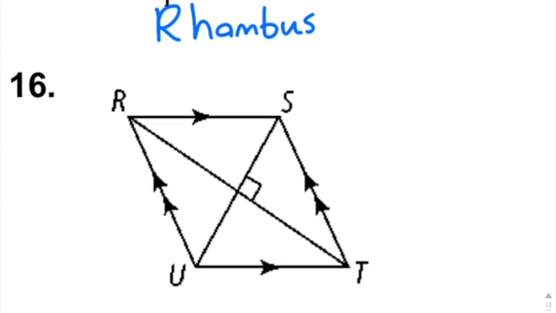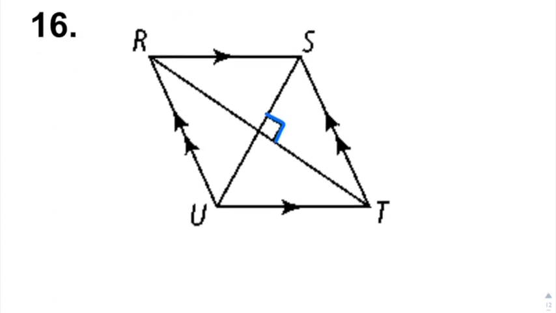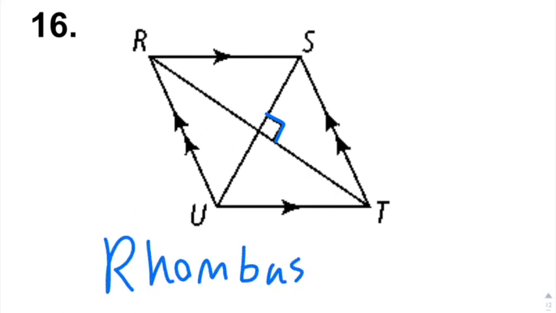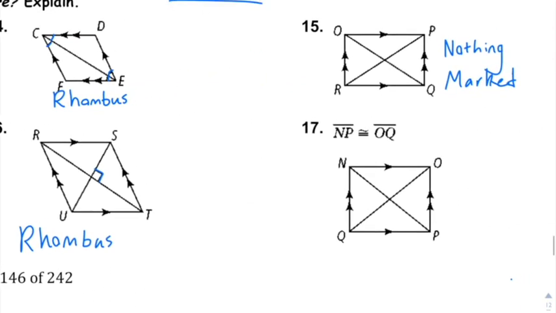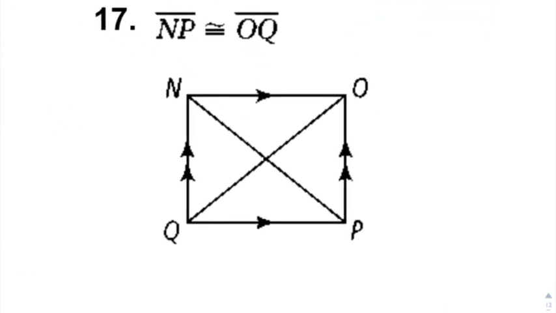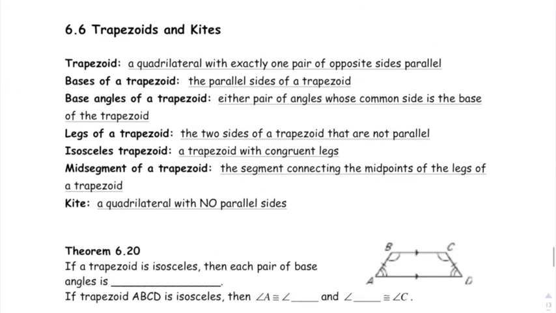Now look at 16 here. You've got a perpendicular line right there. The diagonals are perpendicular to each other, so this has to be a rhombus. There's nothing else to indicate to us that it could be a square. So we'll say rhombus. And then last one here, NP and OQ are congruent. So where's that? NP and OQ. That means your diagonals are congruent. That's a property of a rectangle, and not a square because they didn't tell us anything else. All right, and I think that is it for our lesson.